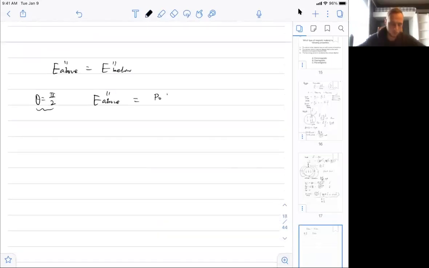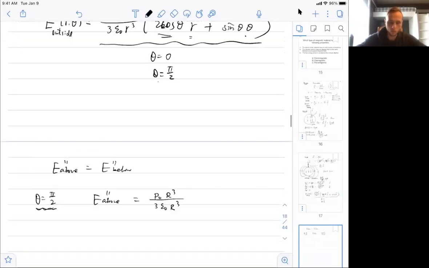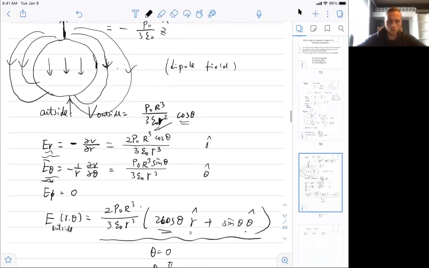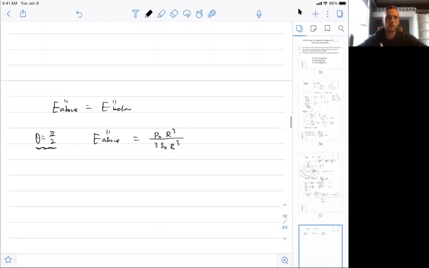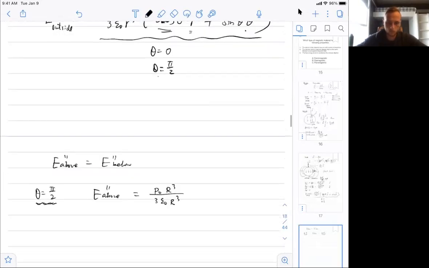P naught R cubed over 3 epsilon naught r cubed. Okay. The reason I chose this is because that gives you the parallel component. This is your surface. When you're here, the E is parallel to the surface. That is the parallel component of E. So we evaluate it at this location, and it's going to give you this value.